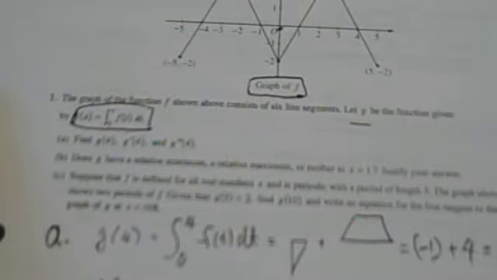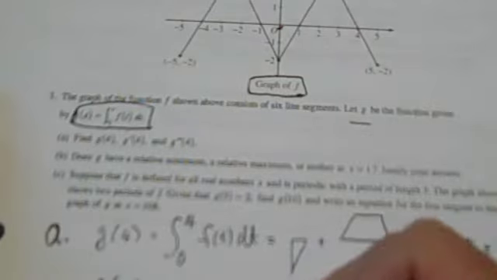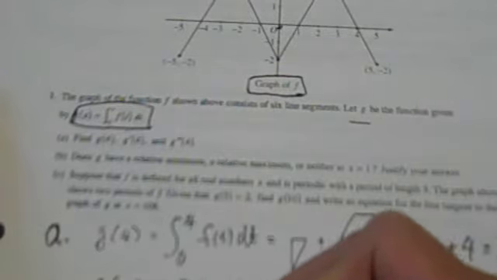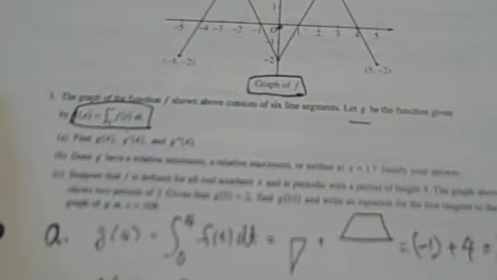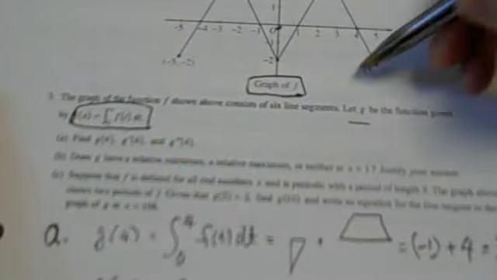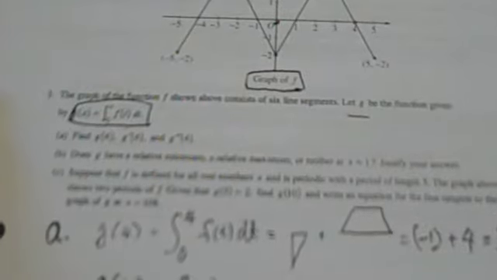Now, what is G prime of 4? Well, if G is the integral of f of x, then G prime must be the integrand of the integral, which means G prime of 4 is f of 4. Now, f of 4 simply means what is the function f at x equal to 4. Well, take a look at this. This is the function of f at x equal to 4. The answer is 0. That's it. The answer is 0.